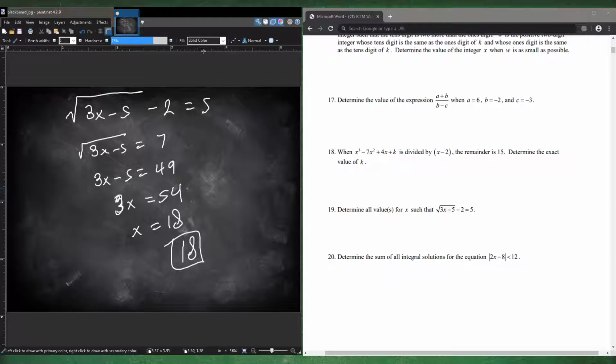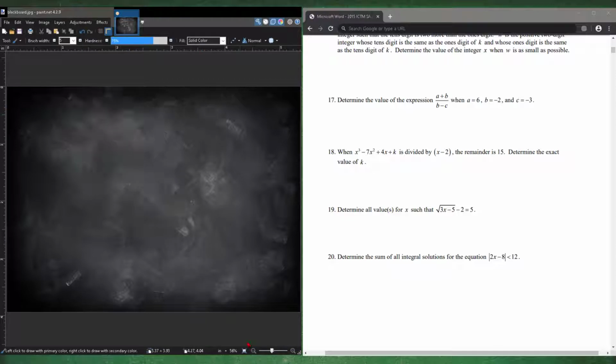Another thing you should do probably is to check it. So plug in 18 back in, so that's 54 minus 5 is 49, square root of 49 is 7, 7 minus 2 is 5. So that works. But sometimes it might be negative, it might not work. So look for extraneous solutions if you ever see any. But for 19, the answer is definitely 18.